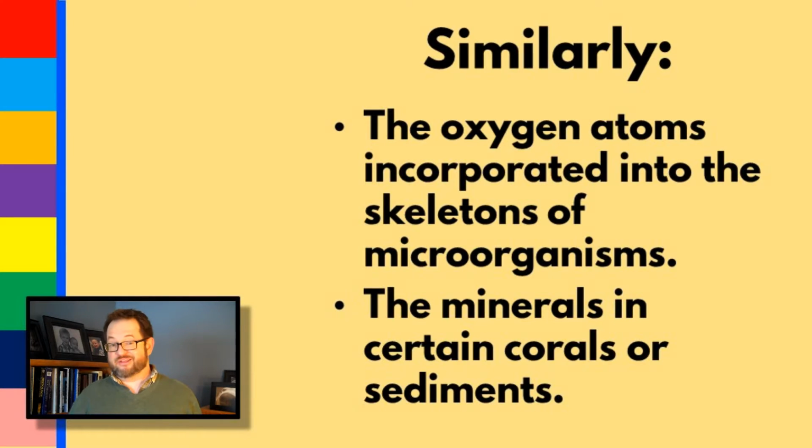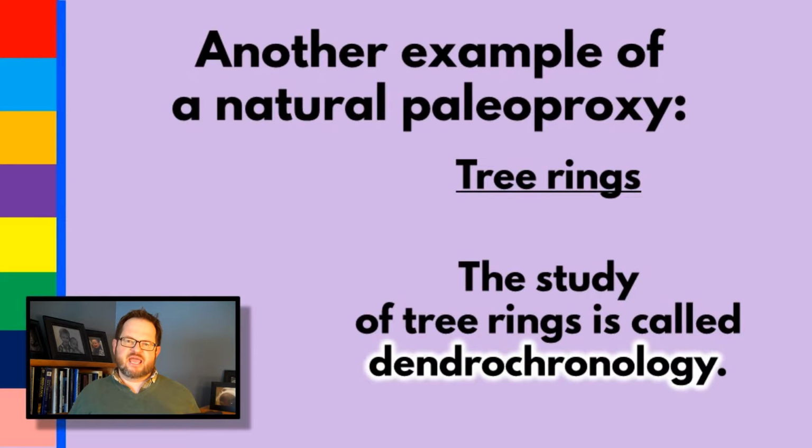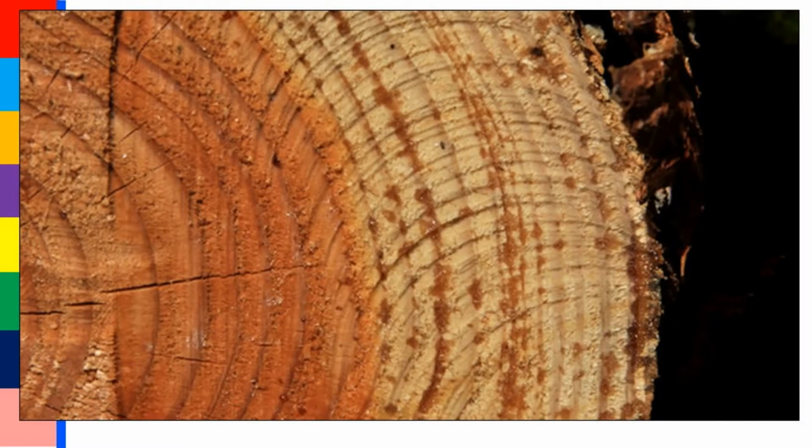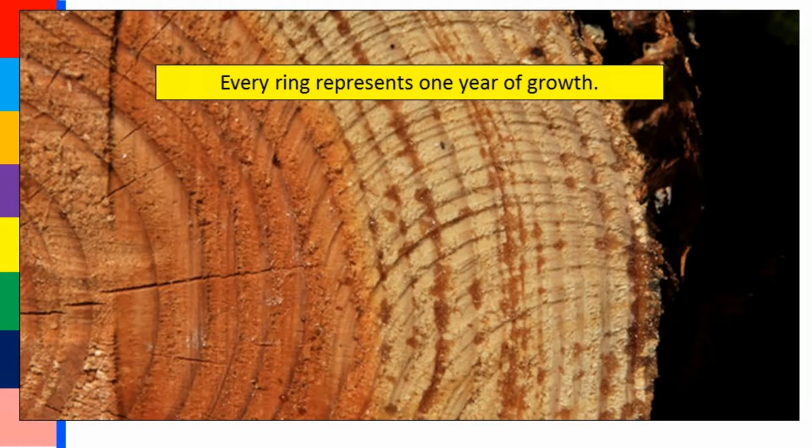There are other paleoproxies we could be talking about, though, and the one that the public tends to know the most about is tree rings. The study of tree rings has the very cool name of dendrochronology. Dendro as in branching, chronology as in building a timeline. And of course, you know where we're going with this, right? If you cut through a tree or drill a core through a tree, you're going to see that the tree's trunk is made of rings, and every ring represents one year of growth of the tree.